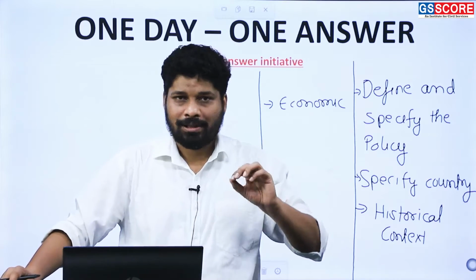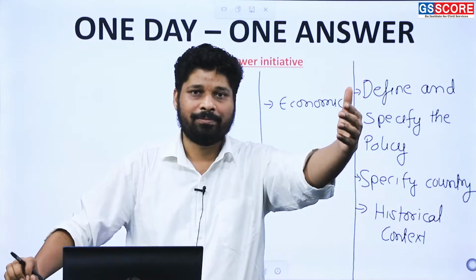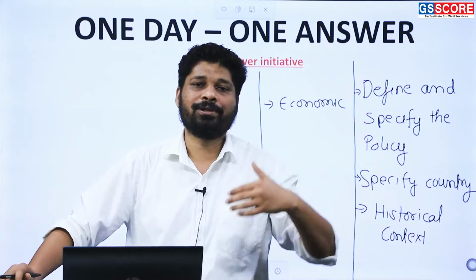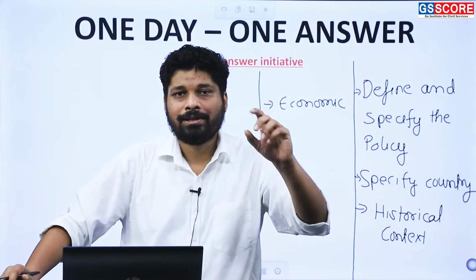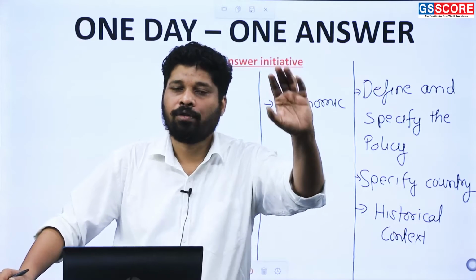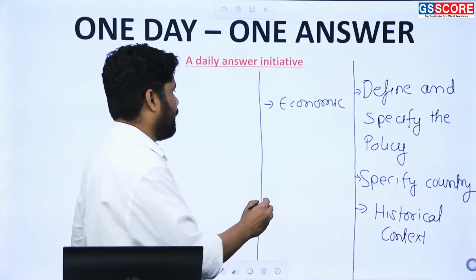Look, all the policies are not negative. Russia's Far East policy promotes Indian investment in that country and promotes economic cooperation between India and Russia. So do not think that the questions asked on policies are all negative. It is not so. So first is obviously economic relations.